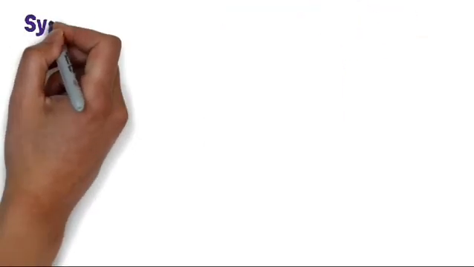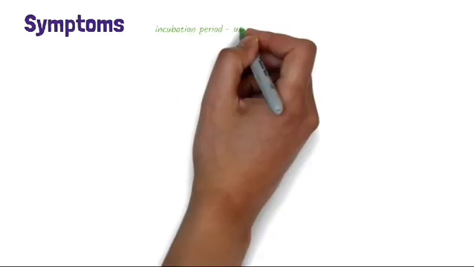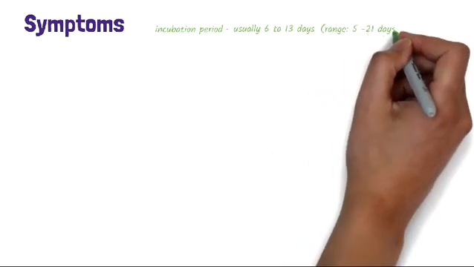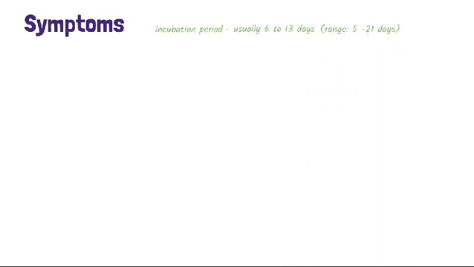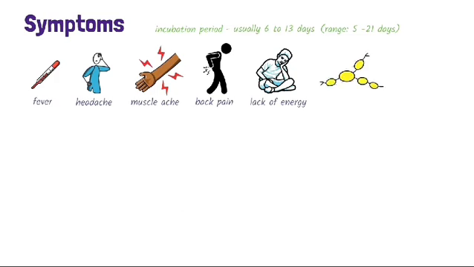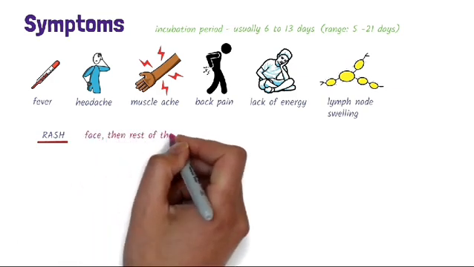So, what are the symptoms? The incubation period, which is the time from infection to when symptoms appear, is usually 6 to 13 days, but can range from 5 to 21 days. The disease usually starts with a fever, headache, muscle aches, back pain, and lack of energy. A characteristic feature is the swelling of lymph nodes. A widespread rash develops, usually starting on the face and spreading to the rest of the body.